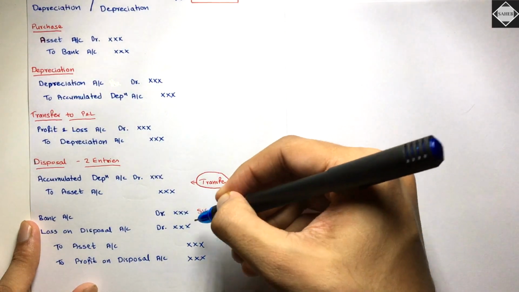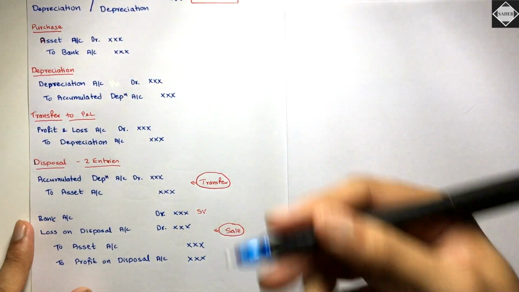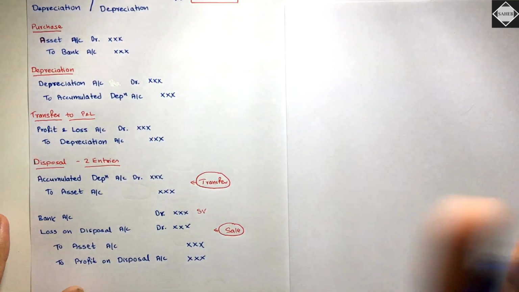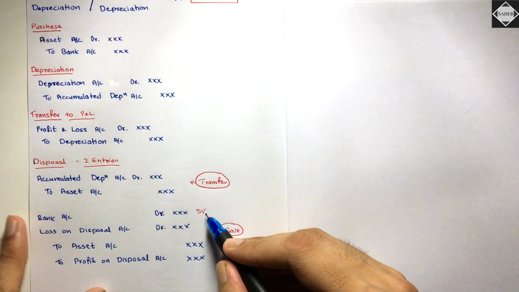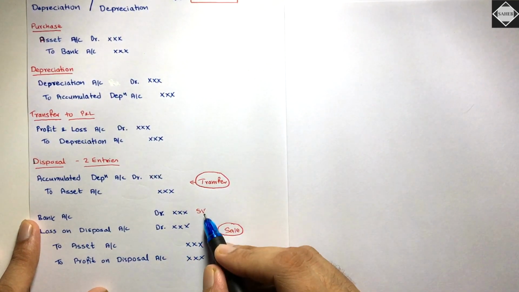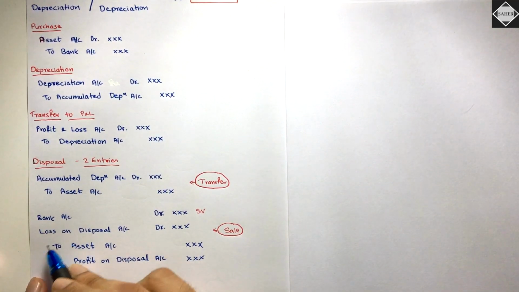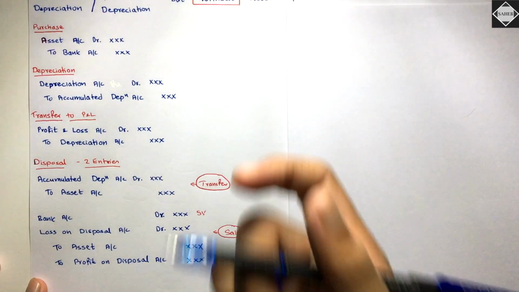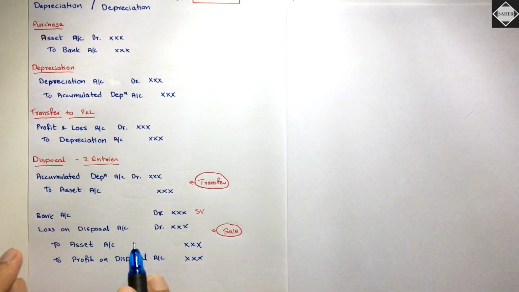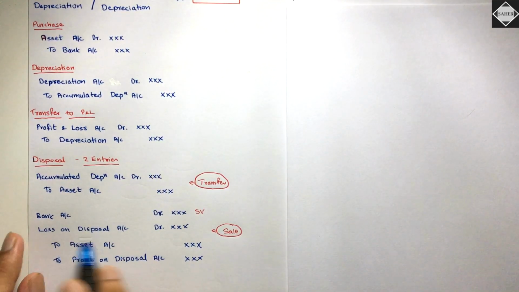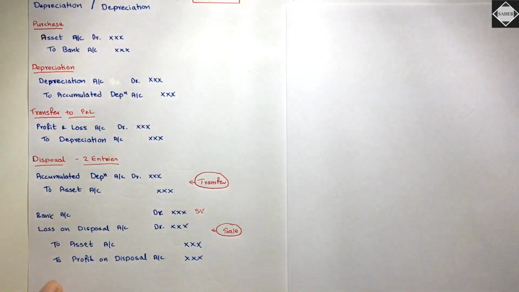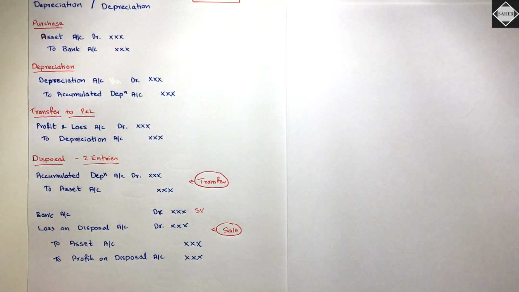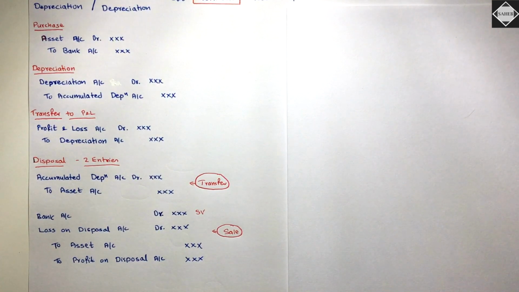And then you have to compare the sale value and the asset value, and whatever difference is there, that will be profit or loss. If sale value is more, it's profit. If sale value is less, it's loss. Either it will be loss on disposal or profit on disposal. If the gap is there in the debit, then that will be loss on disposal. Okay. If the gap is there in the credit, that will be profit on disposal. Is that clear? Simple and straightforward.